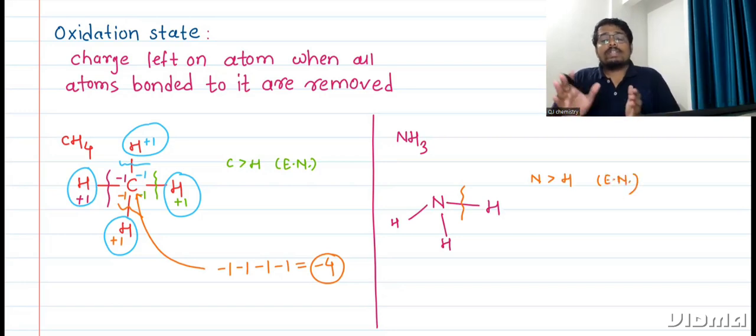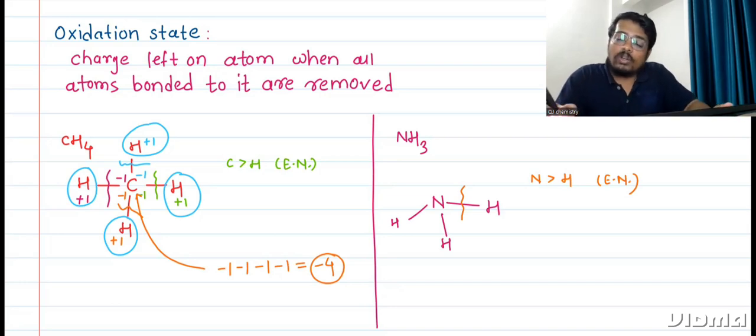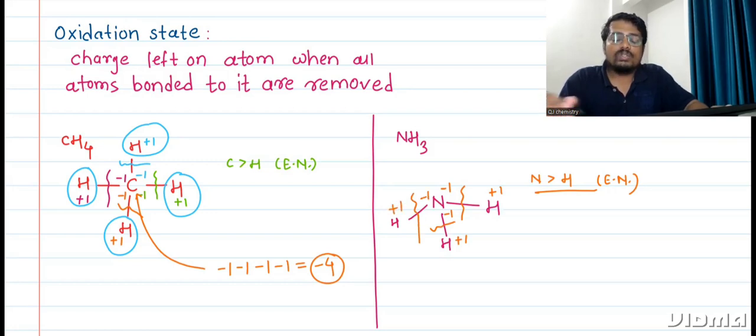Okay. Now, dissociate a nitrogen hydrogen bond. On nitrogen hydrogen bond dissociation, assign negative charge to the more electronegative atom. Okay, so nitrogen is more electronegative, so assign -1 charge to nitrogen and +1 charge to hydrogen atom. On dissociation of the second nitrogen hydrogen bond, assign -1 charge to nitrogen and +1 charge to hydrogen atom. On dissociation of the third bond, -1 charge on nitrogen, +1 charge on hydrogen atom.